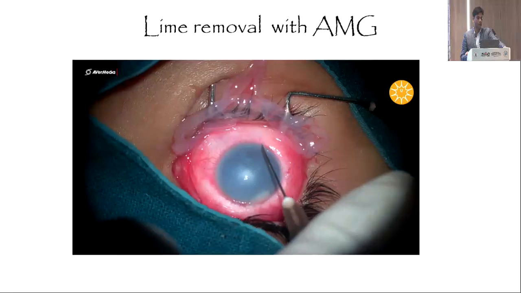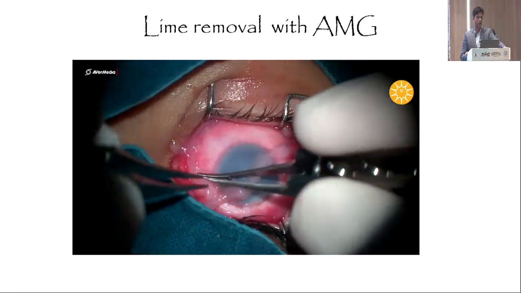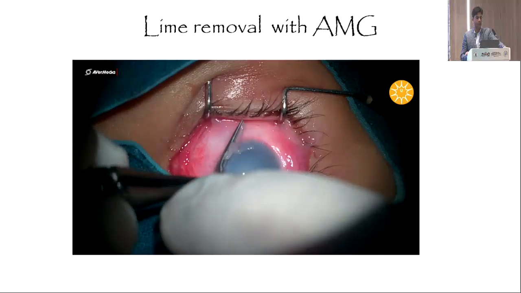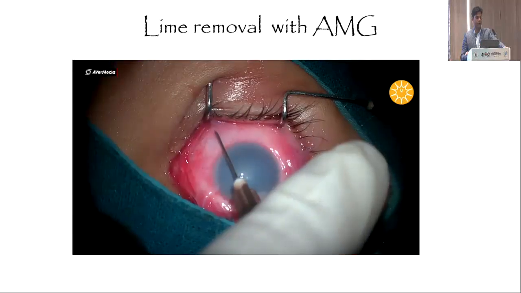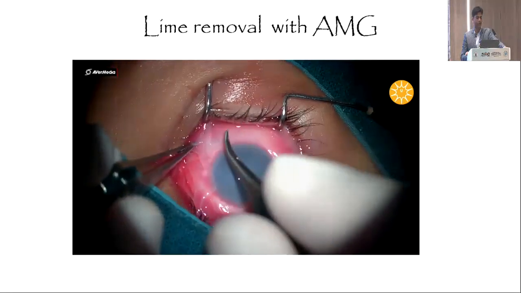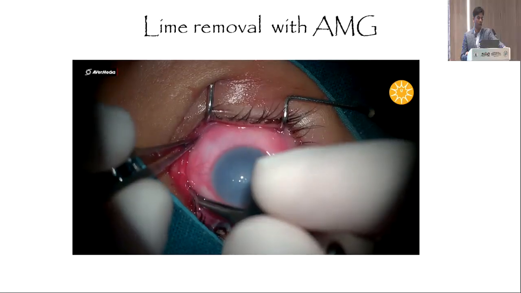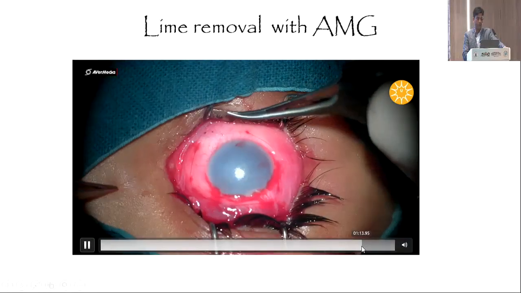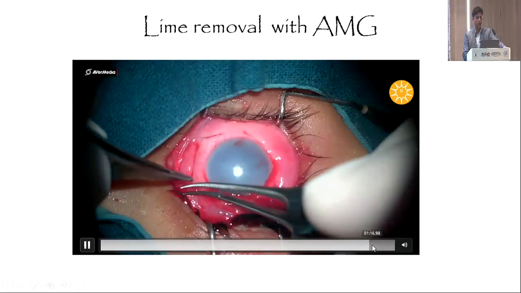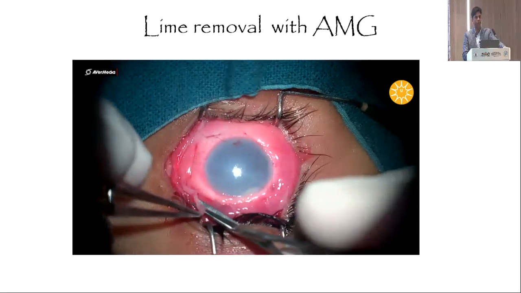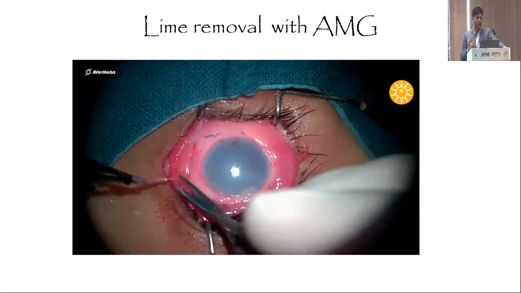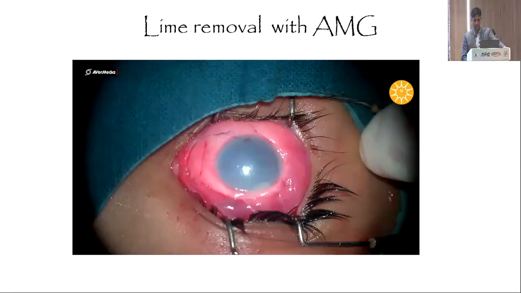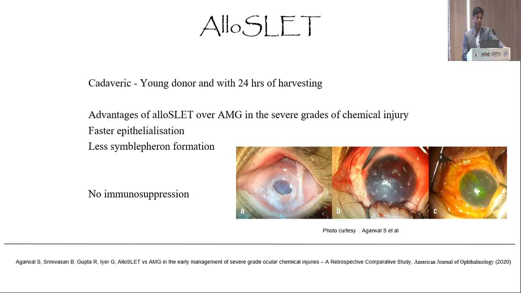So I am using fibrin glue here to cover the whole surface. The extra part should be cut, and this is the most peripheral part, which is stuck. Then I put a continuous suture also, because it's a kid, so it is better to put a suture to give extra protection to retain the amniotic membrane.